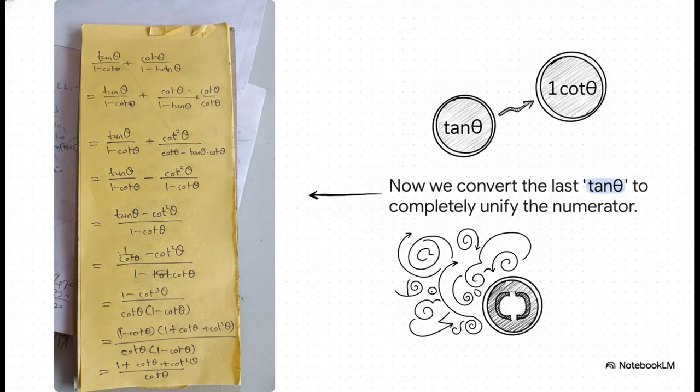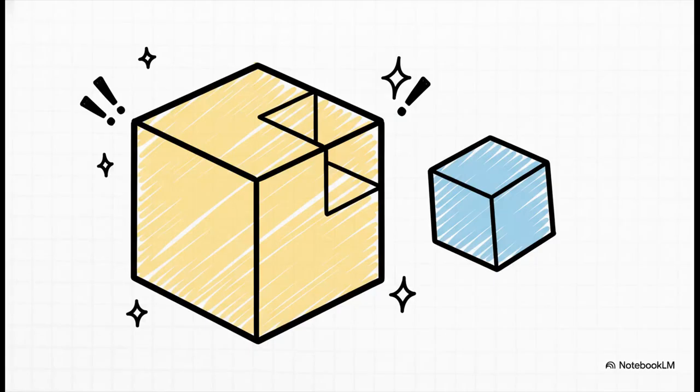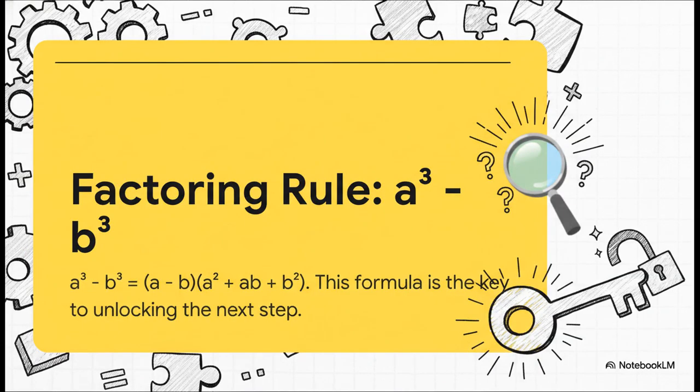We can finally start cleaning up that messy numerator. And after that little bit of algebraic cleanup, something really cool happens. Our numerator simplifies into 1 minus cotangent cubed. And this is awesome, because it reveals a classic pattern you might remember from algebra class, the difference of cubes. And just as a quick refresher, here's that rule. This factoring formula, this is the special key we've been looking for. It's going to let us break apart that numerator in a way that is just incredibly useful.